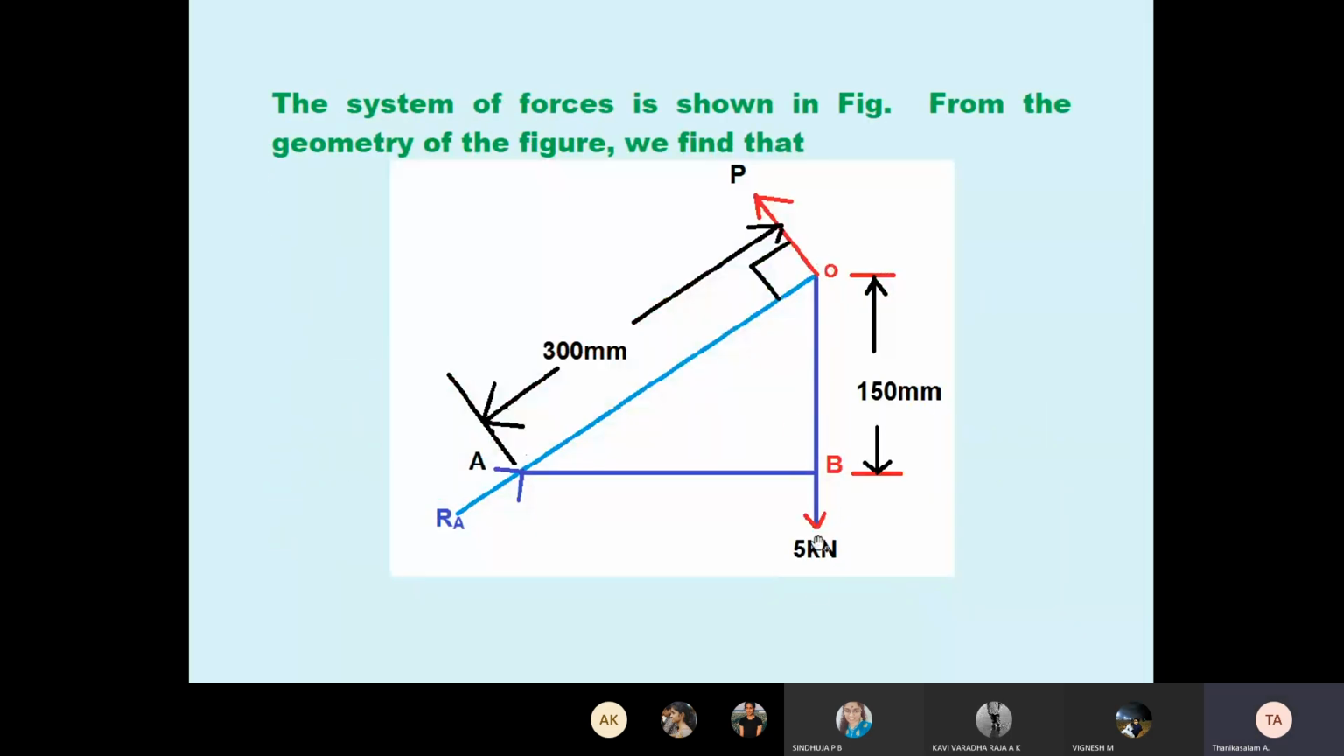So weight is acting vertical downward, 5 kilonewton. The direction of P is given in the figure itself, 90 degree. Then why did RA come? You are touching, and touching means a reaction. So I marked A.